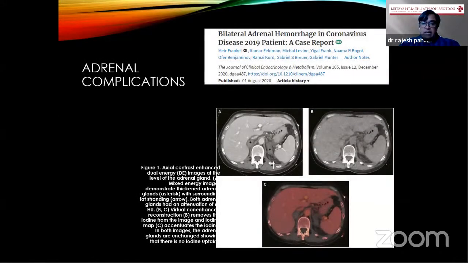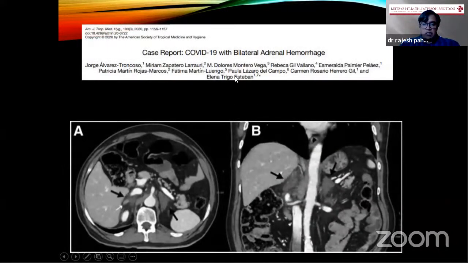In various studies, adrenal complications were also reported, though rare. But if a patient develops bilateral adrenal hemorrhage, that's a very serious complication. So it's important to recognize this. On CT, it is seen as enlarged non-enhancing adrenal glands. There's another study also showing bilateral adrenal hemorrhages. As we can see, there is a patchy enhancement of the adrenal glands and some hyperdensities, and there is a bilateral enlargement of the adrenal glands.